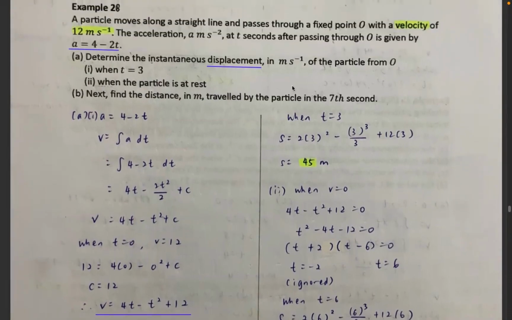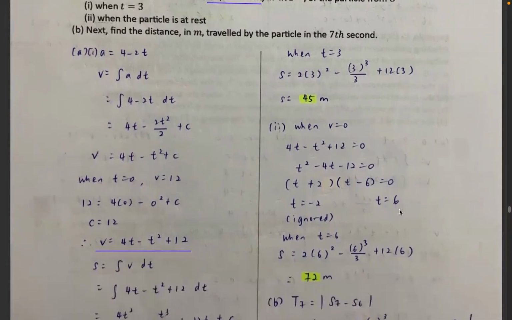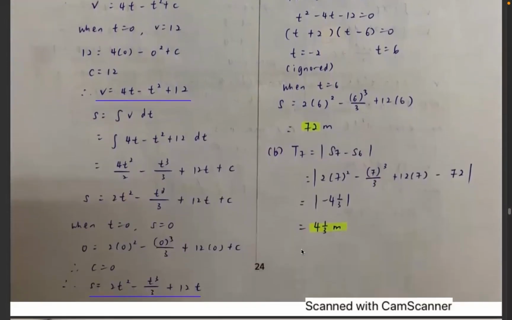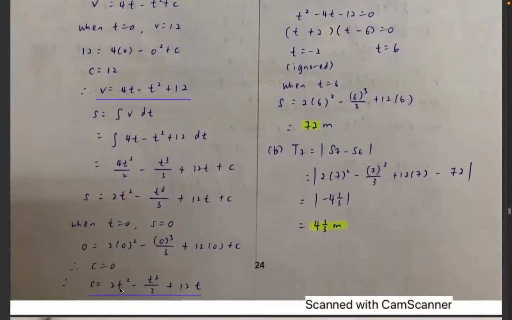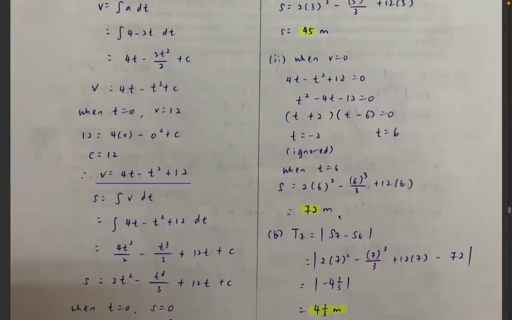Then let's read the question again. They are asking instantaneous displacement. So we have to substitute t equals to 6 into the displacement function. And we found the displacement function just now. So we sub 6 here. Then we have answer 72 meter.